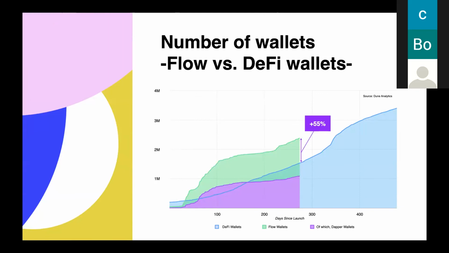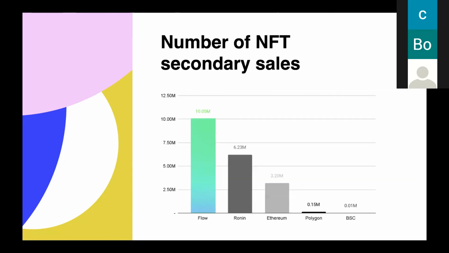Here is some data on the Flow ecosystem. Flow boasts more than 2.4 million wallets 9 months after the beta launch of its first app, NBA Top Shot. By way of comparison, 9 months into DeFi summer of 2020, there were only 1.5 million wallets that had ever interacted with any DeFi protocol. And Flow leads the industry in the number of NFT secondary sales, with over 10 million NFT trades and 50 million blockchain transactions today. By comparison, Axie Infinity has settled about 6 million, and Ethereum about 3 million NFT trades.